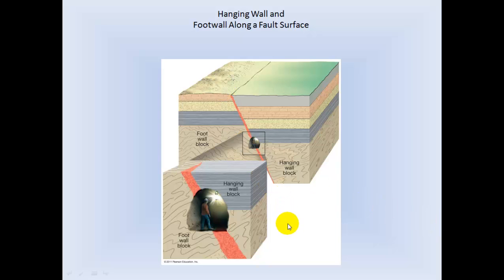Here's our fault. The footwall is below the fault surface. You're the miner standing on the fault, and so the footwall is named from a mining perspective. So here's a footwall, and up above his head is a hanging wall.